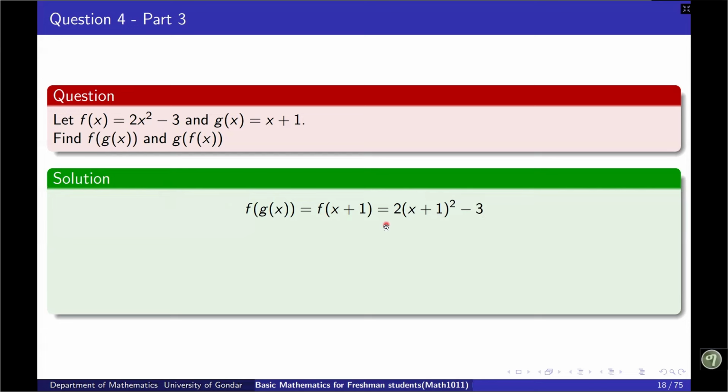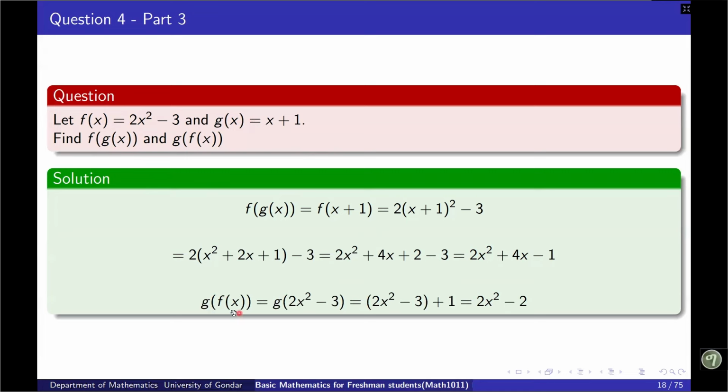Then when we further simplify, we have twice the square of this, x squared plus 2x plus 1, minus 3. If I distribute, 2x squared plus 4x plus 2 minus 3, which is equal to 2x squared plus 4x minus 1. So that is the composition f composite of g, where f of x is 2x squared minus 3 and g of x is equal to x plus 1.